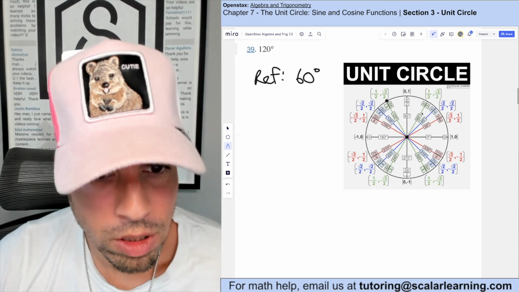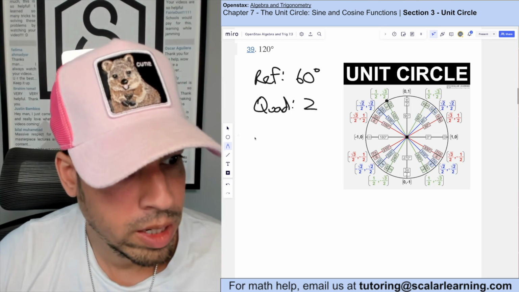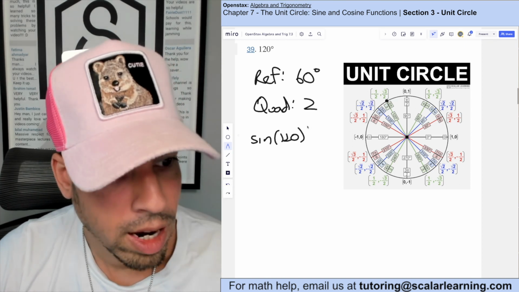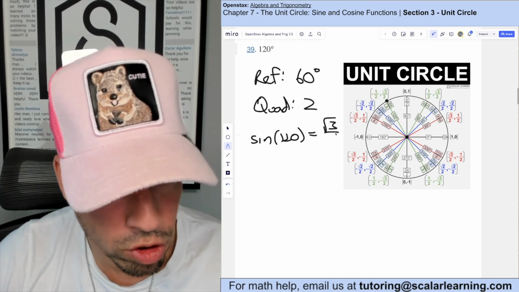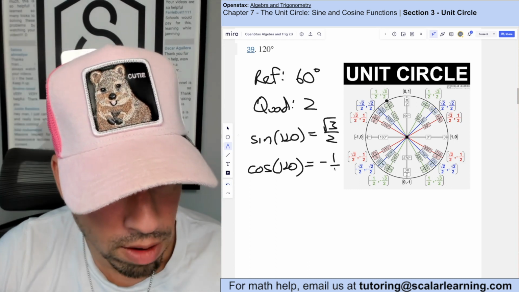And what quadrant is this? If this is 1, this is 2, 3, and 4. This is in 2. And now when we get sine and cosine, we're going to look at this coordinate here. And the sine value of this is the corresponding y value, which is rad 3 over 2. And cosine is this corresponding x value, which is negative 1/2. So that's how you do it.